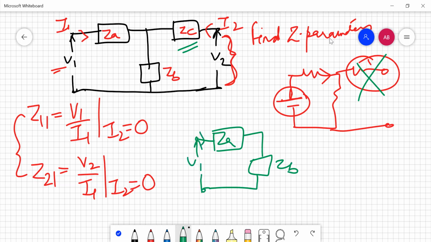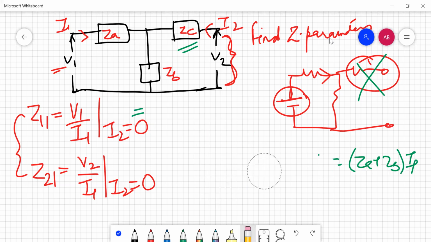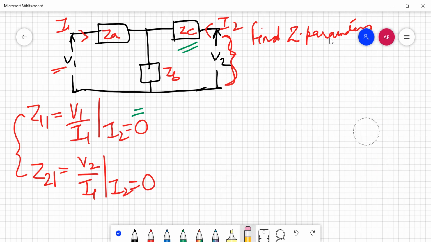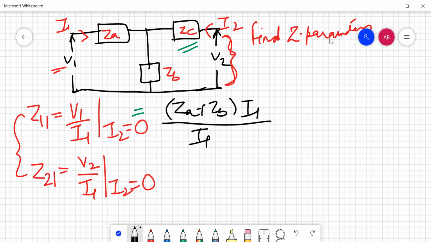So this is V1 and this is I1. Let's find out the value of V1. V1 will simply be equal to ZA plus ZB multiplied by I1. Let me rub it here and I will draw it at the other side. Okay. So now this will give me ZA plus ZB multiplied by I1. Mind it, when you calculate your Z parameters, you always write the values in terms of I1 and I2. So I1 and I1 cancel out. You are left with Z11 as the value ZA plus ZB, and the units are ohms.